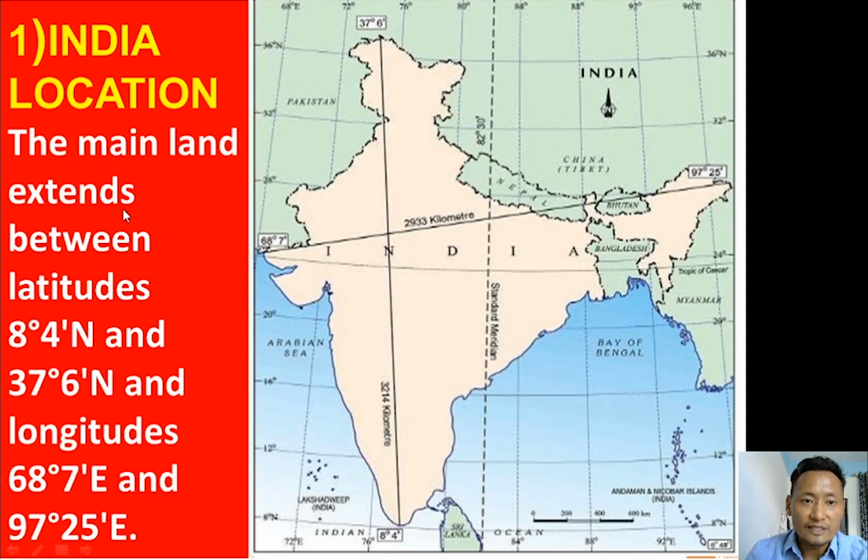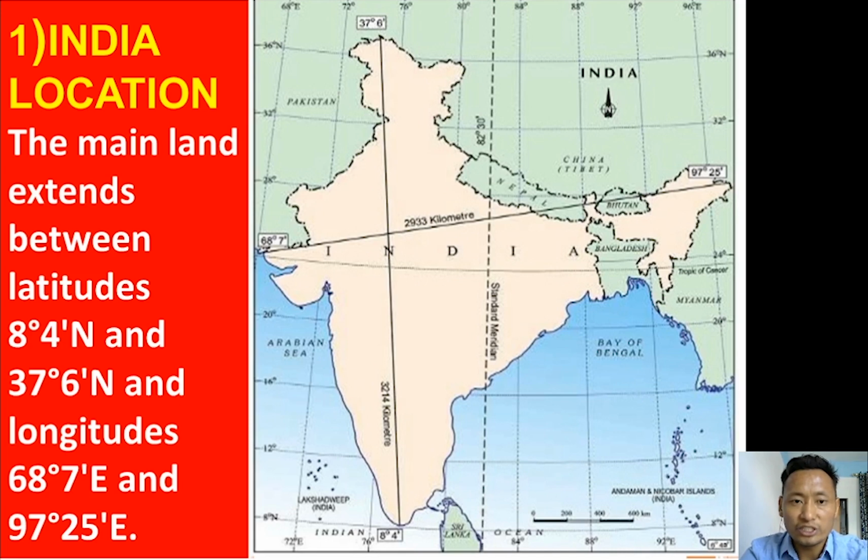The mainland extends between the latitudes. So in geography, we use geographic coordinate systems. These are latitudes and longitudes. These lines are used in order to show the locations of particular countries and objects in the world. These are actually imaginary lines in order to show the location of countries and nations in the world.